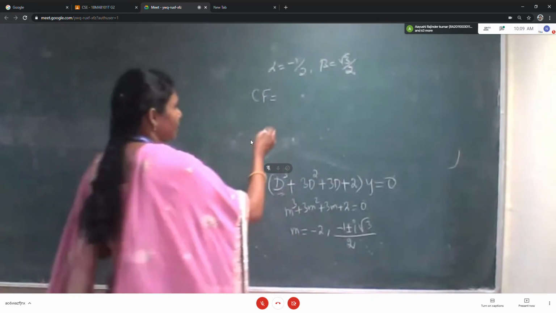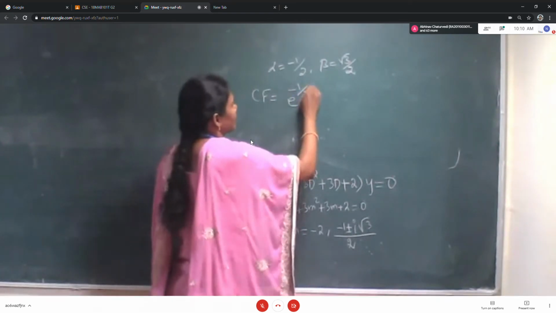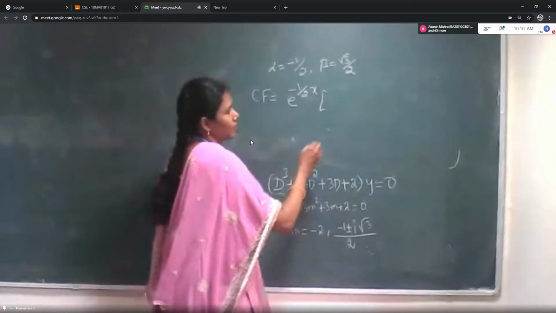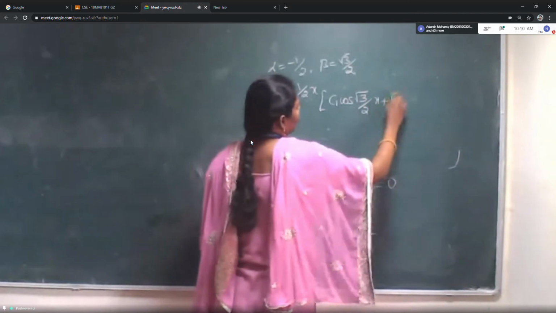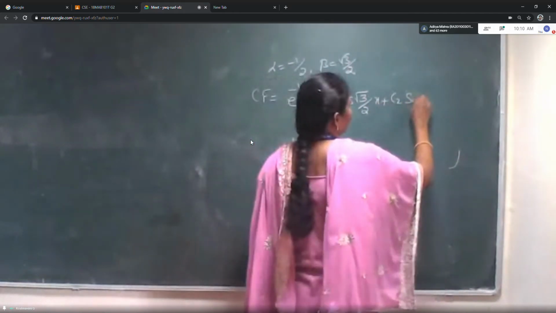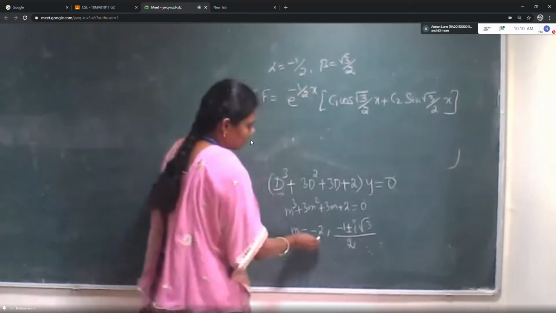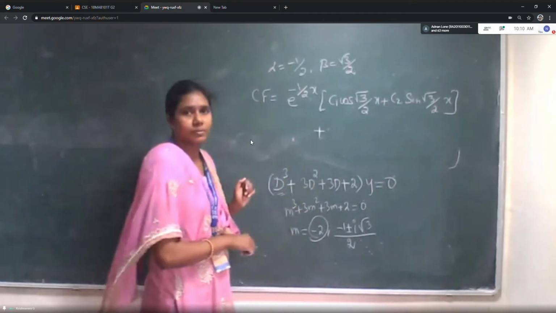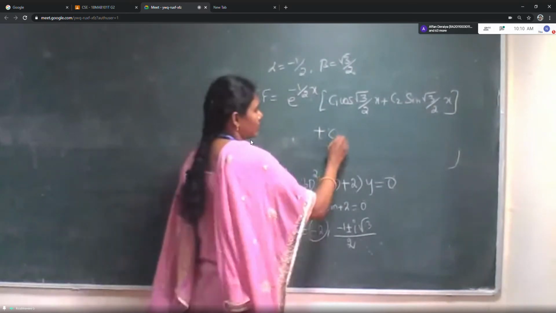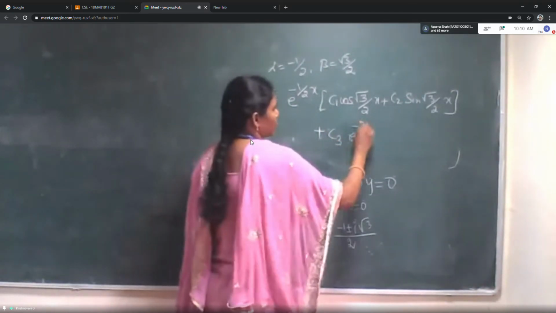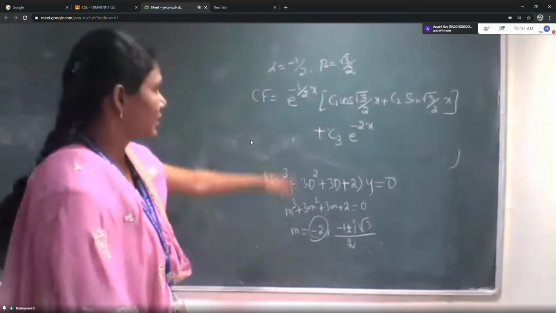CF equals e power minus x by 2 into C1 cos root 3 by 2 x plus C2 sin root 3 by 2 x, plus for minus 2 we have to write C3, since C1 and C2 are already used, e to power minus 2x. I think this is one different case.